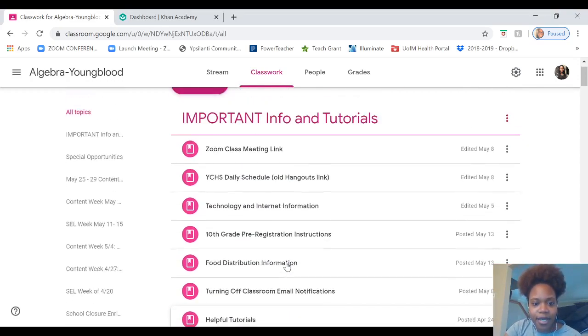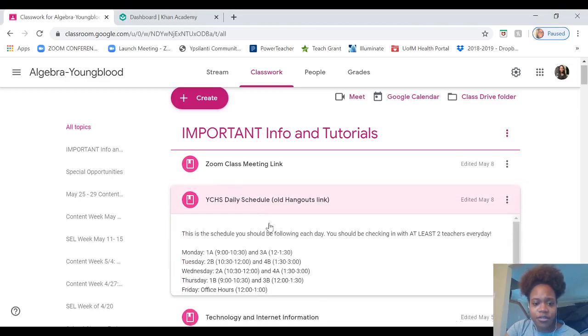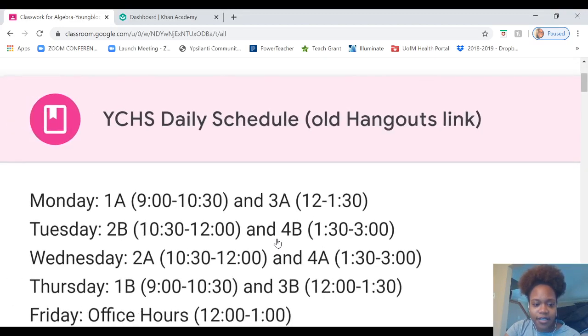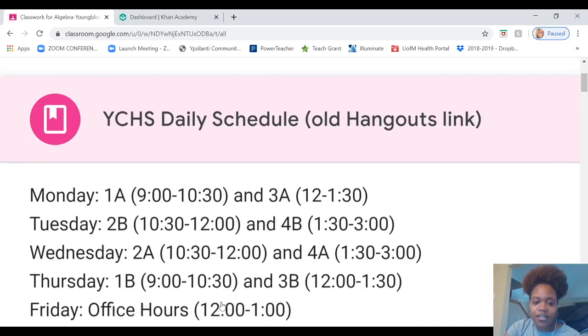Make sure you're abiding by the daily schedule. You know, you should be going to 2 classes a day, each day, checking in with these teachers. And then Friday, you just have an hour to check in with whoever you need to or get extra help from whoever you need.